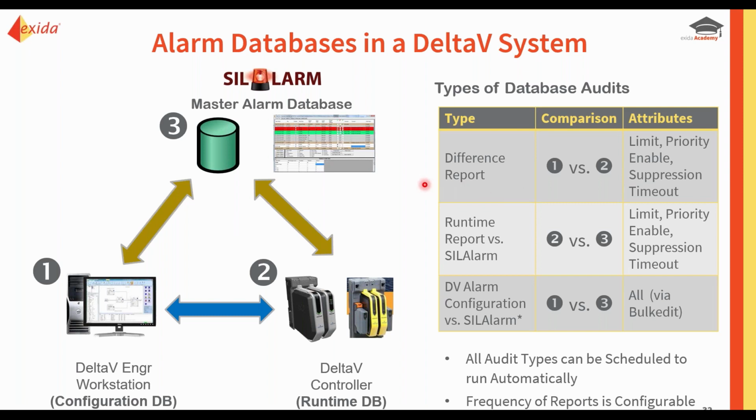If you are a DeltaV user and you are up to version 13 or later, you could go out after this webinar and set up some difference reports. And as I mentioned, those difference reports do a comparison of online versus offline for selected attributes. And it's the key ones that we mentioned: the alarm limit, the priority, the enable status, and they also add the suppression timeout. So you could do that right away after this webinar is done.